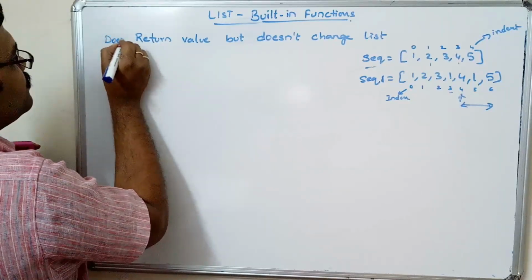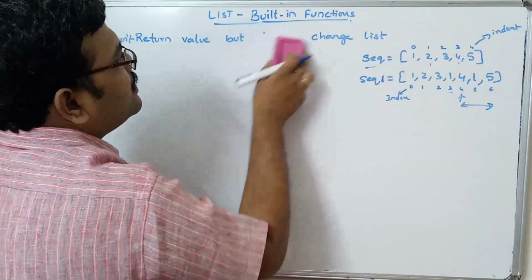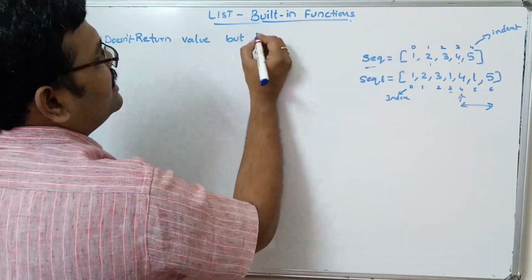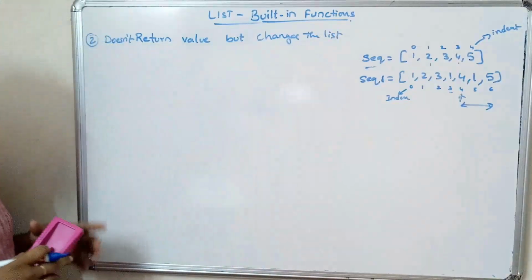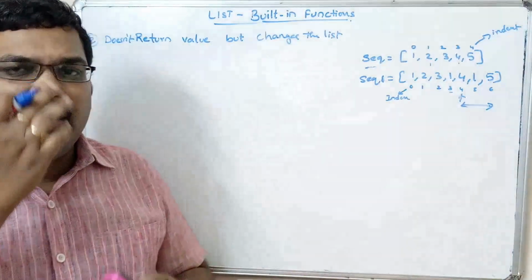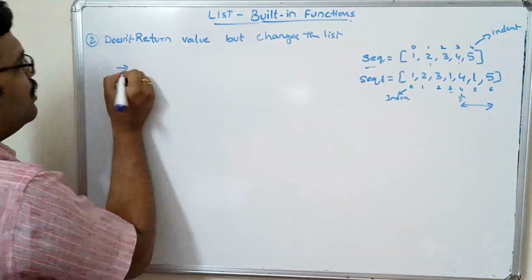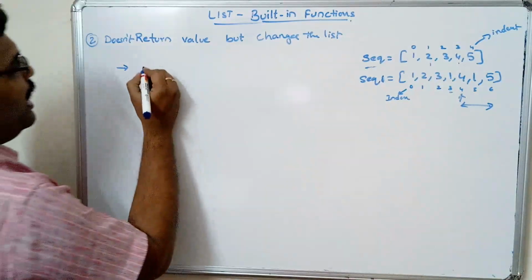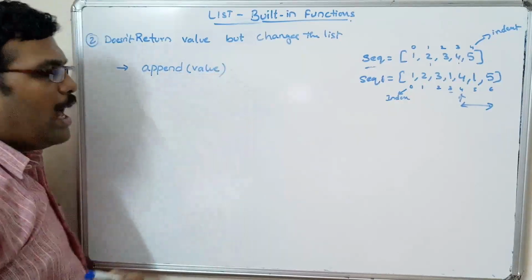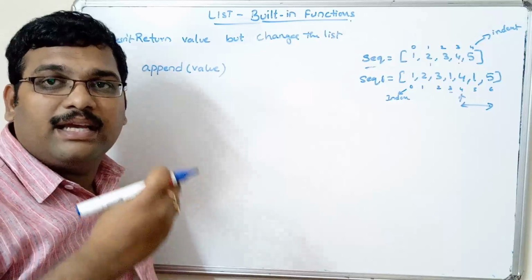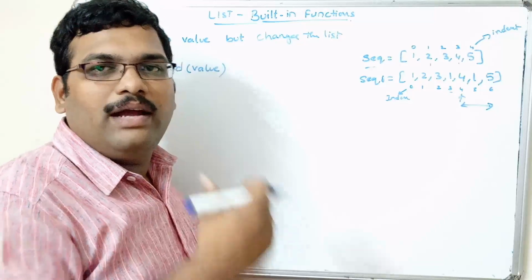Doesn't return a value but changes the list. It doesn't return the value but changes the list. That means this method doesn't return any value but the list will be changed. So in that, the first thing which we have seen in the previous sessions is append of value. So obviously this append of value will append the given value at the end of the list. So append means adding the value at the end.